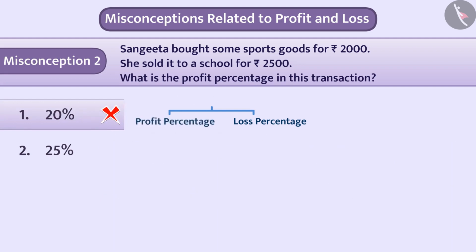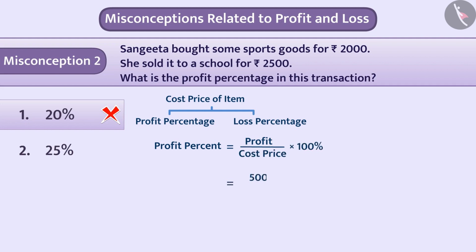Remember, profit or loss is obtained on the cost price of the item. So, the cost price is always the base for finding profit or loss percentage. So, the correct formula is profit percentage is equal to profit divided by cost price multiplied by 100%, which is equal to 500 divided by 2000 multiplied by 100 is equal to 25%. Hence, option 2 is the correct answer.